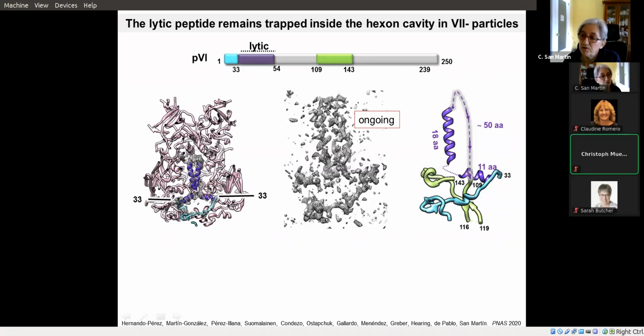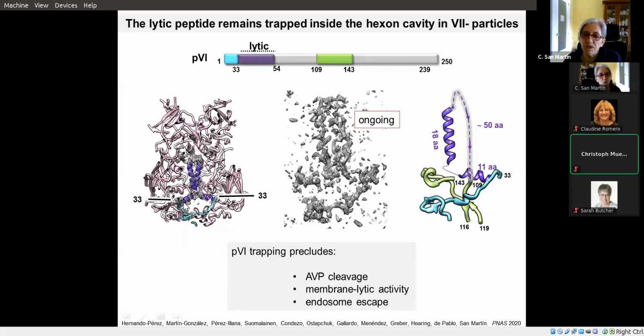This protein does not follow icosahedral symmetry. There is a variable occupancy in the different hexon trimers, so we are carrying out a lot of work here, doing local classification and reconstruction to see if we can actually trace a little bit more of protein 6. Nevertheless, what these results tell us is that when the core protein 7 is not present, the lytic peptide is trapped inside this hexon cavity.